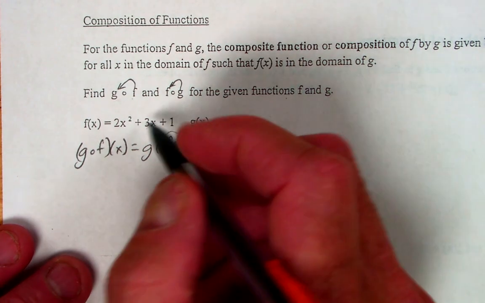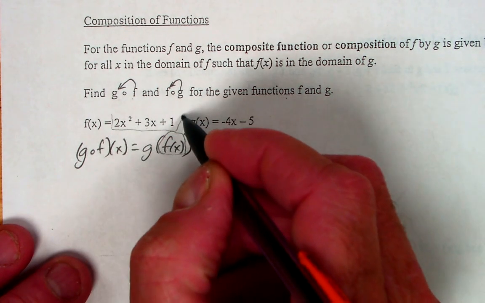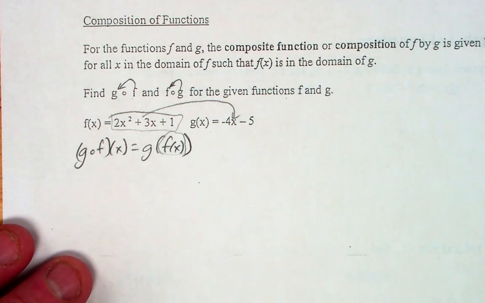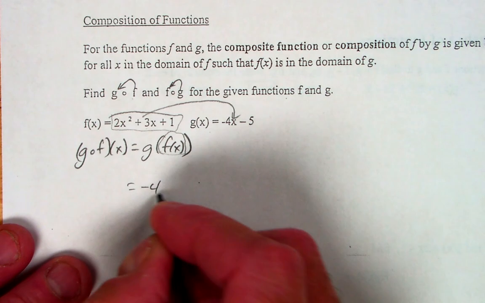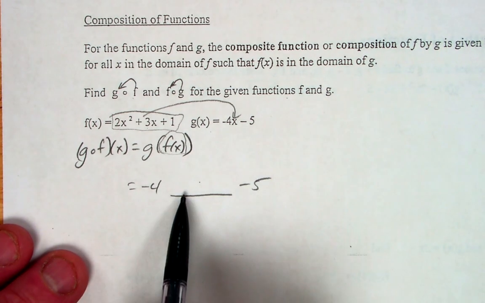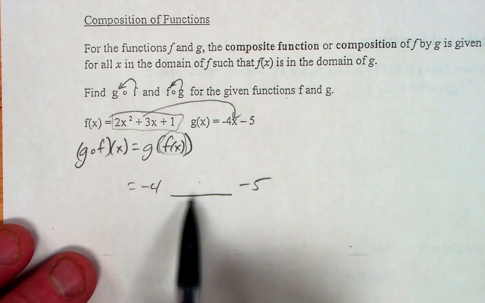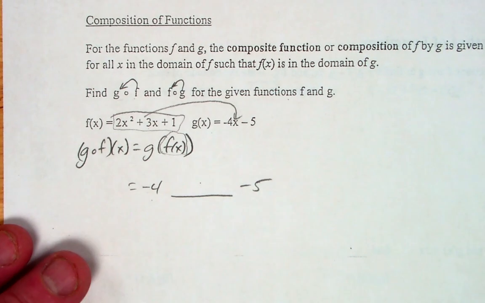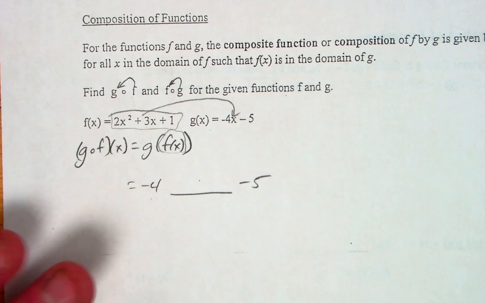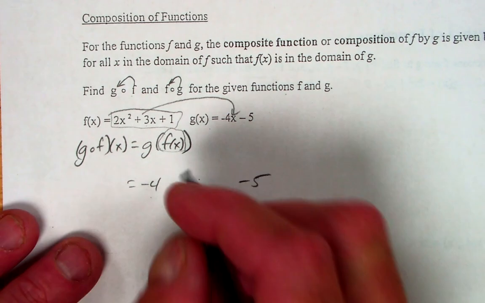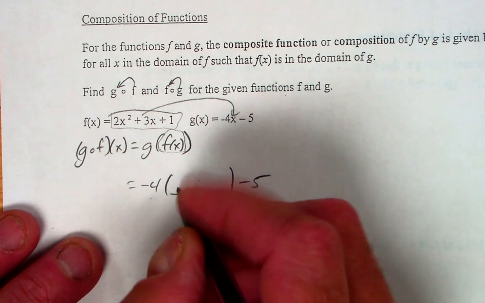Plug it into g. So I'm going to take this whole thing and I'm going to plug that in for g. So the g function is the negative 4 times blah minus 5 function. That's how you have to look at this. Whatever I put in, I'm going to take times negative 4, and then I'm going to subtract 5. That's what the g function does. It takes negative 4 times whatever and then subtracts 5. Well, the whatever in this case is my other function.